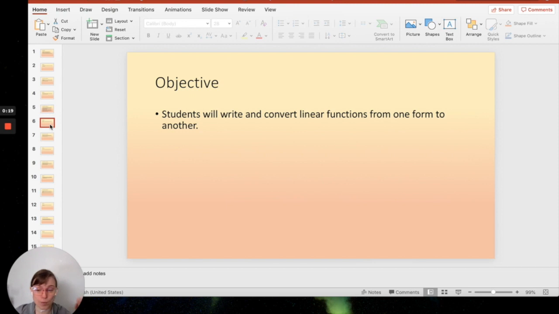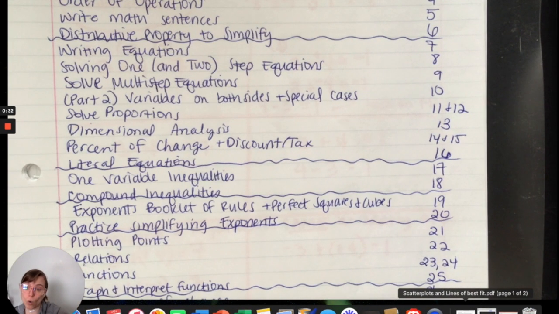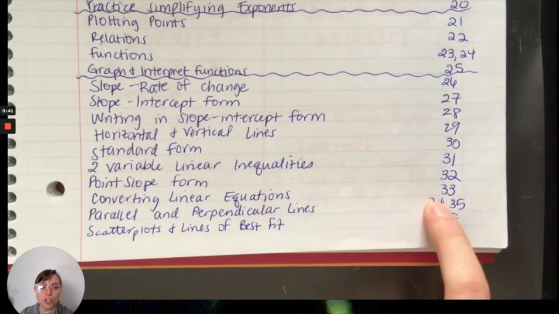Yeah, converting. All right, so you have three forms that you know of. You learned slope-intercept form first, standard form second, point-slope form just recently, and now we're going to convert between all three. Because sometimes you're given one, but you prefer another one, or another one tells you information a lot quicker than actually doing other math to find that information. So, we are on converting linear equations, page 33.